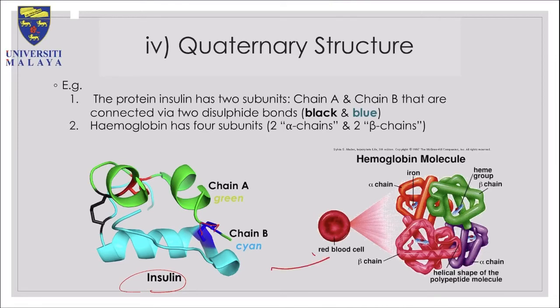However, if you look at hemoglobin, the protein molecule that carries oxygen and carbon dioxide in our red blood cells, it is made up of four different polypeptide subunits. You have two alpha chains and two beta chains. Four of them form the hemoglobin protein, and hemoglobin carries our oxygen throughout our body.